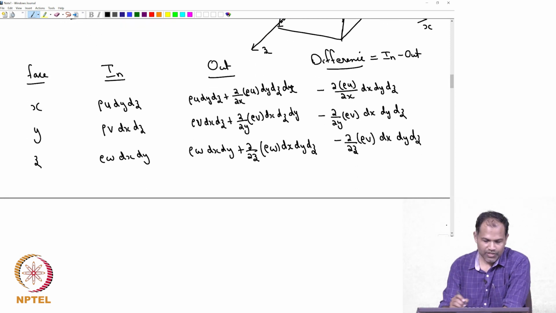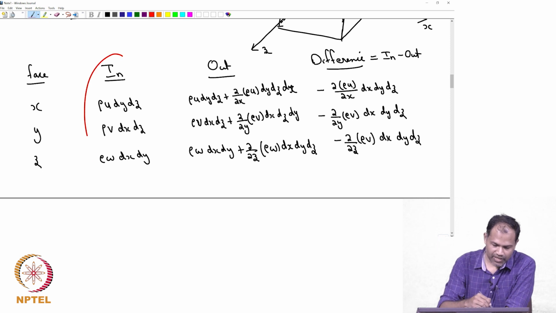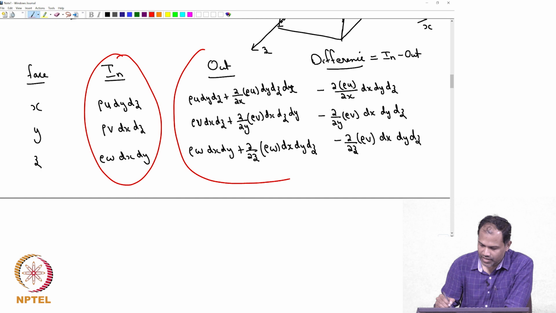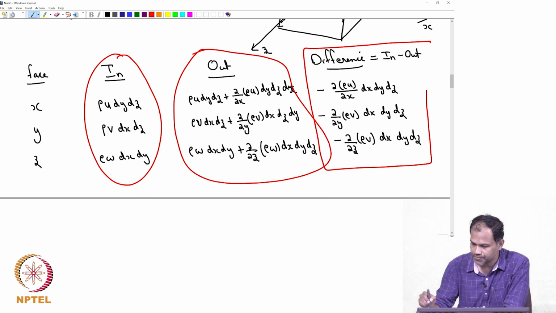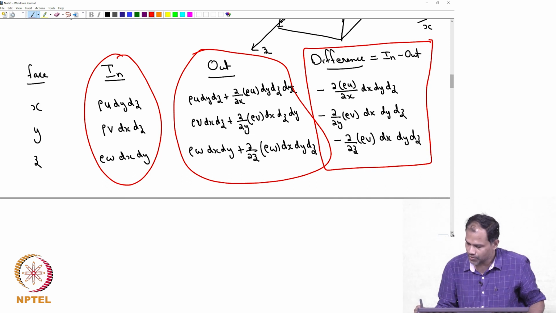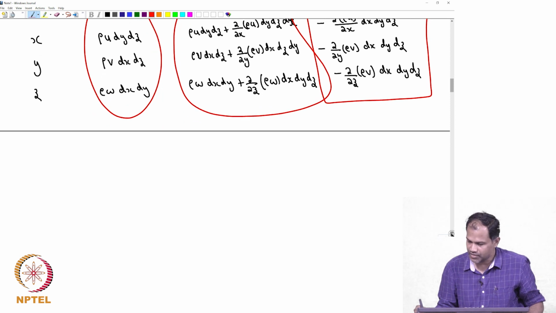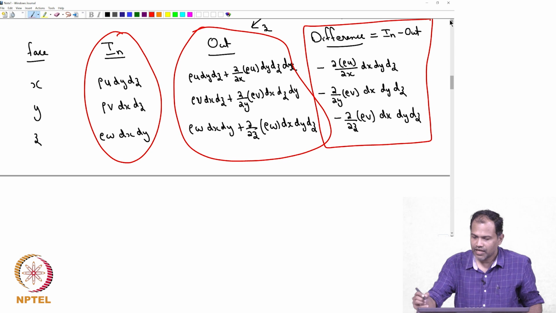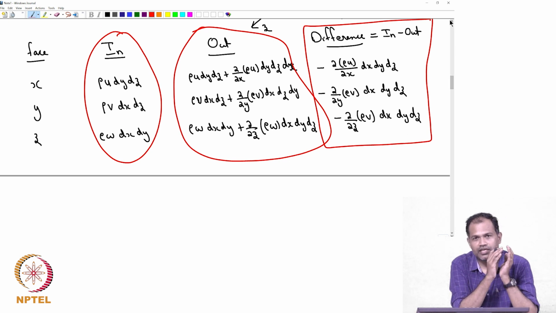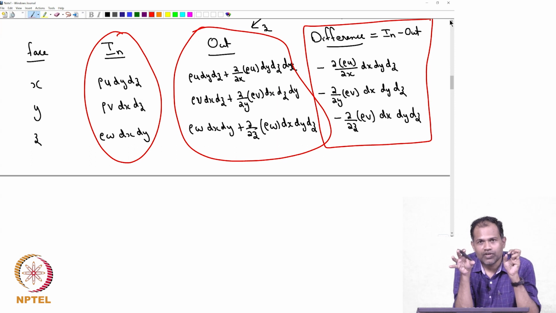Okay. So, this was the quantity that entered, this is the quantity that was leaving the fluid element, and therefore, this is the difference. Now, if you have gotten the difference, you can add up this difference. A certain amount of fluid entered the volume and then a certain amount left. Whatever be the difference, that difference will constitute a change in the mass in that particular element, right. So, in minus out should give rise to the accumulation.